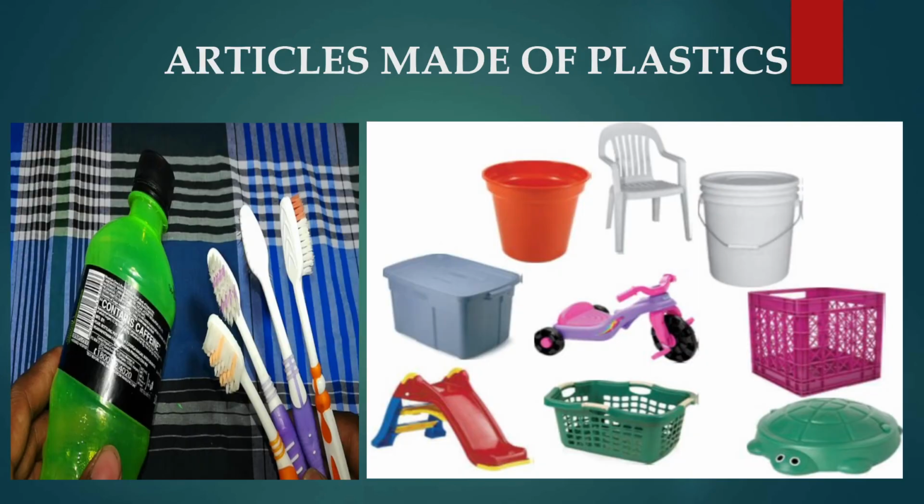Now you can see the articles which are made up of plastics: your water bottles or soft drink bottles, toothbrushes, containers, your bucket, chair, toys, baskets, all these are made up of plastics. Okay, children, and you could have seen very well that these water bottles or soft drink bottles are stored in plastic containers. Why, children? They are stored in plastic containers because if we store them in metal containers, they are definitely bound to react. So to avoid that reaction, they are stored in plastic containers. Okay.